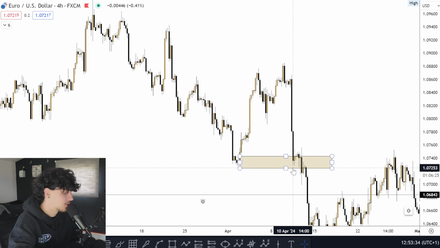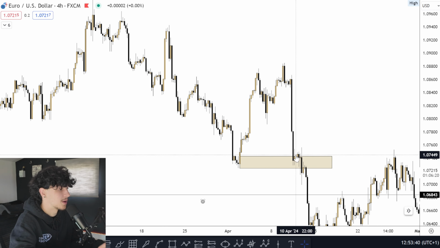This may have been around news, I'm not too sure. But we had a huge sell-off here. And then the market had a bit of consolidation here. No real indication the market's going to bounce from here.